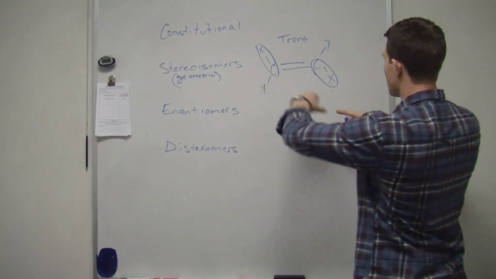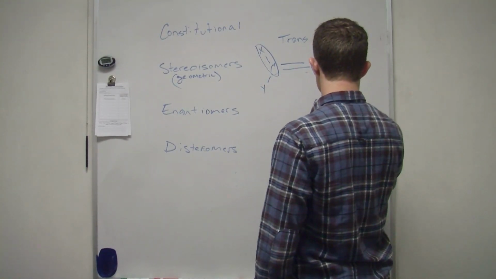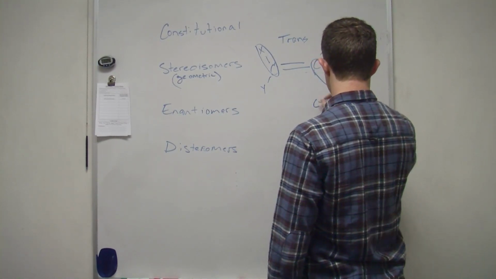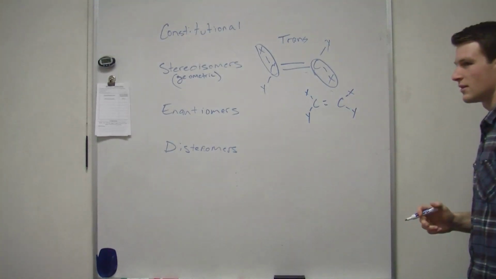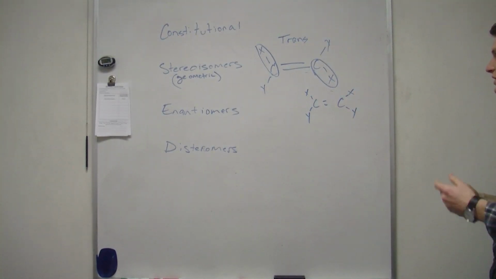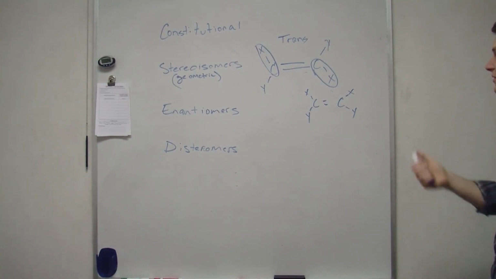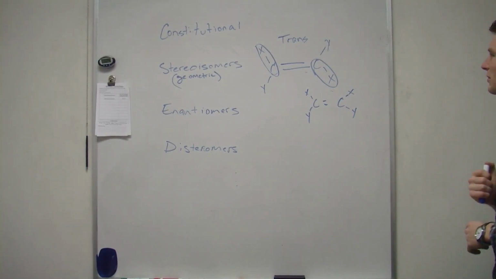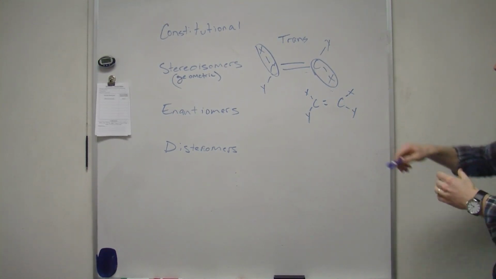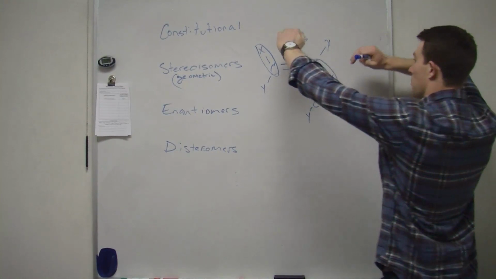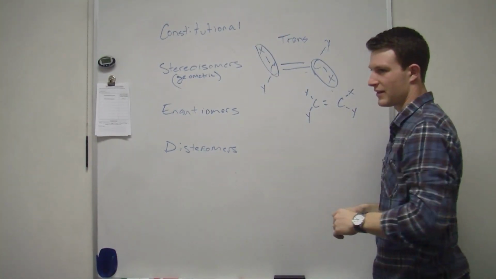A cis would just be like this, where they're on the same side. That's cis. I just remember cis like same. But mostly the trans is an easier one to remember for the analogy. That's what makes a stereoisomer: one has to be on opposite sides, one has to be on the same side.